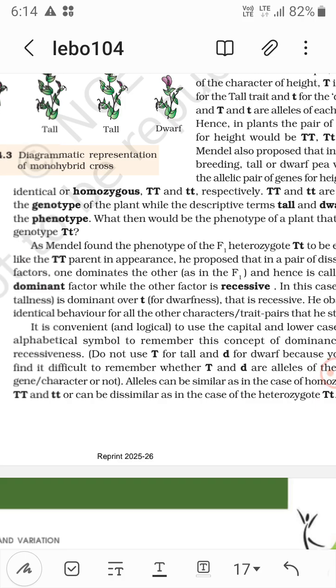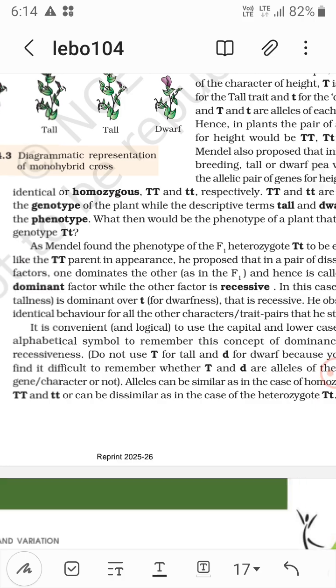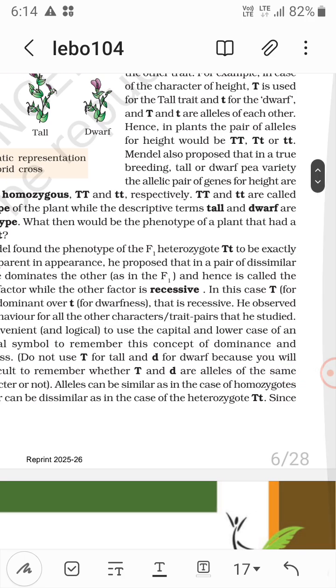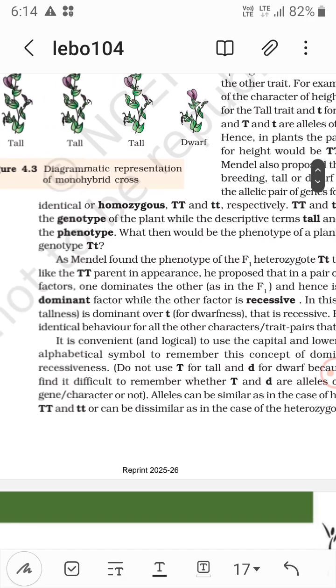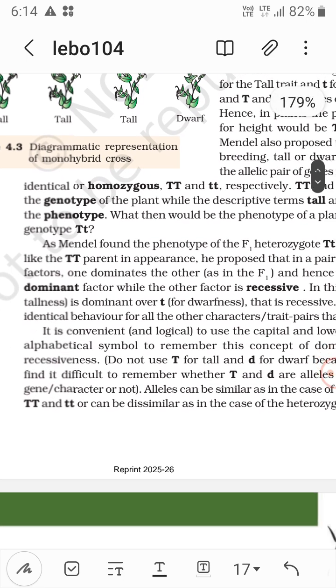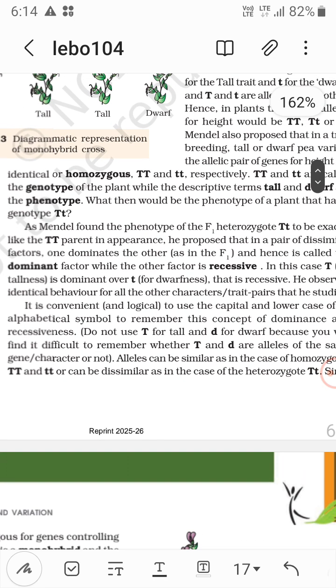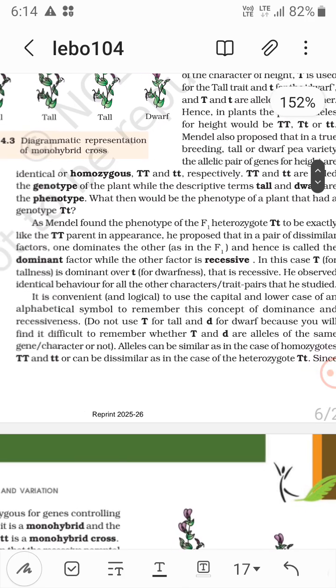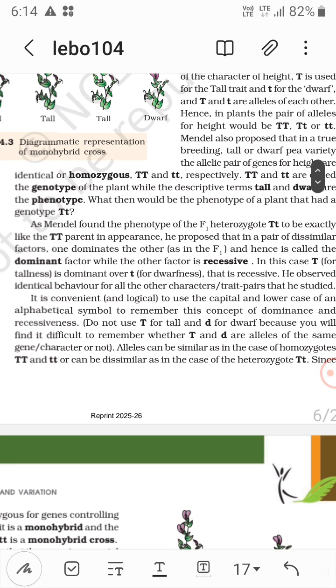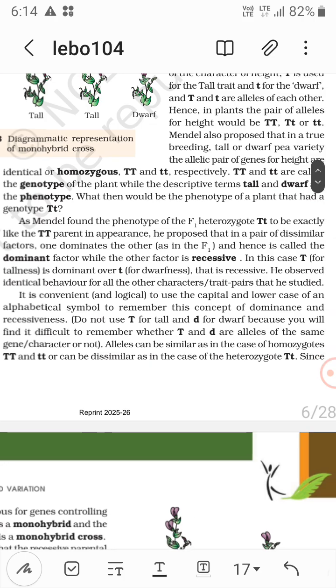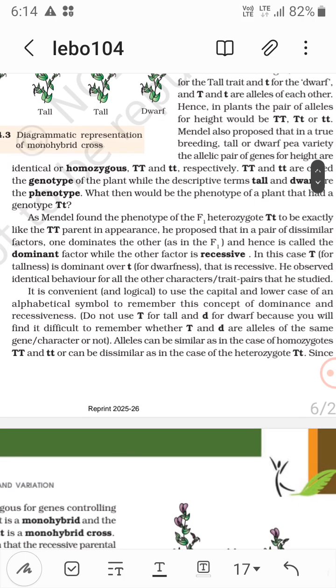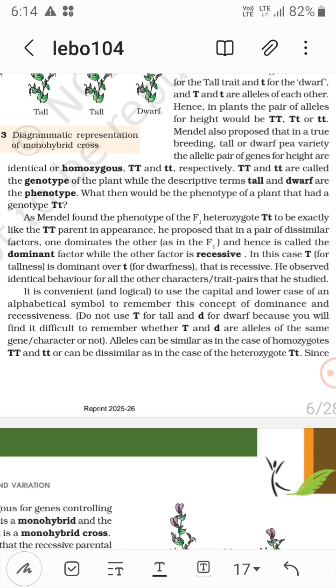What then would be the phenotype of a plant that had the genotype capital T small t? It is a heterozygote. As Mendel found that the phenotype of the F1 heterozygote capital T small t was exactly like the capital T capital T parent in appearance, he proposed that in a pair of dissimilar factors, one dominates the other, as in the F1, and hence is called the dominant factor, while the other factor is recessive. So in this case, capital T for tallness is dominant over small t for dwarfness, which is recessive. He observed identical behavior for all the other character trait pairs that he studied.